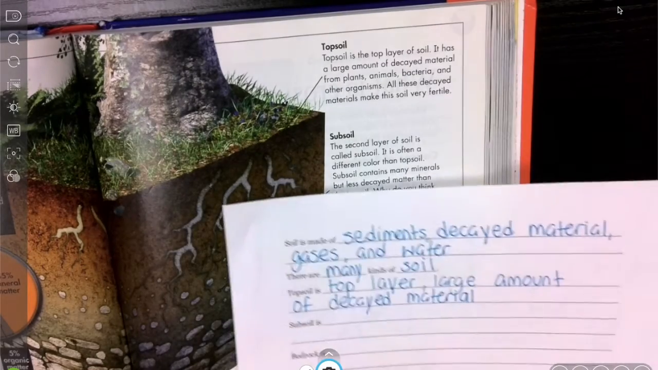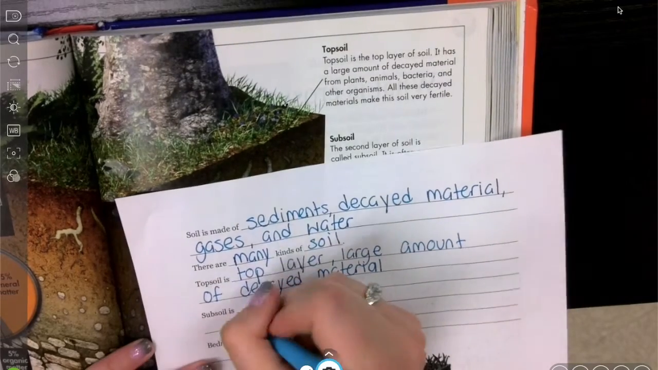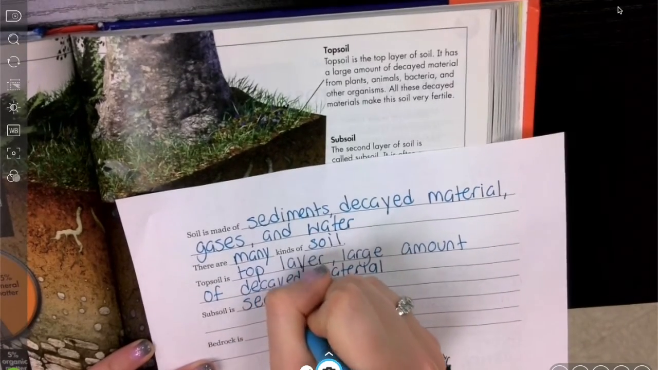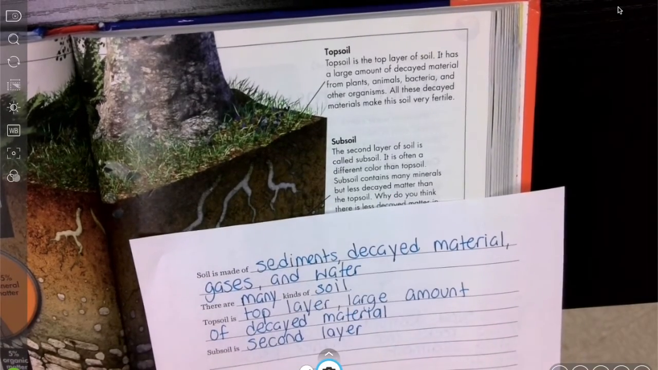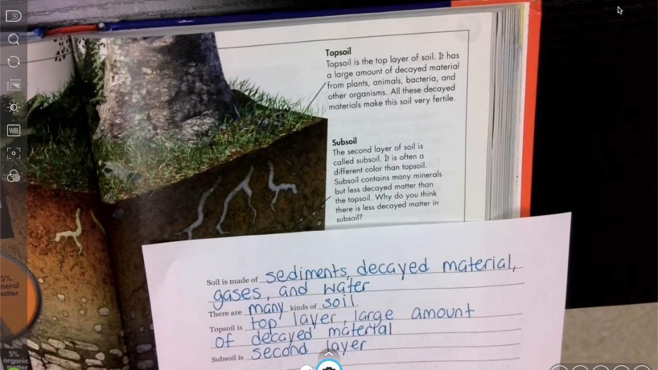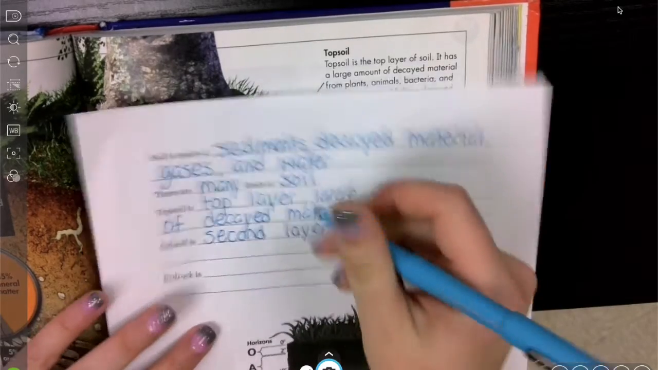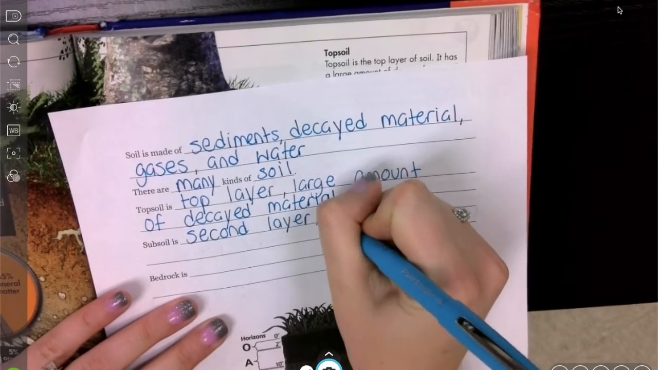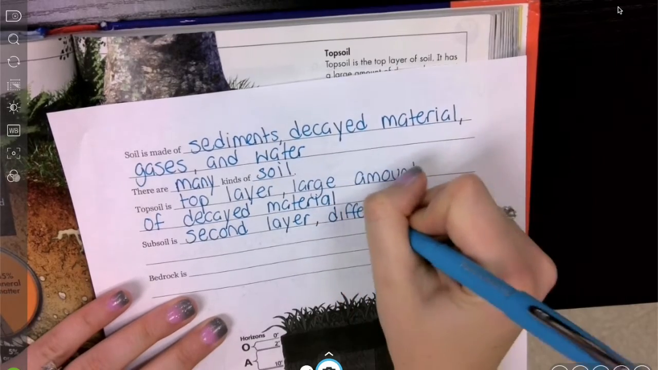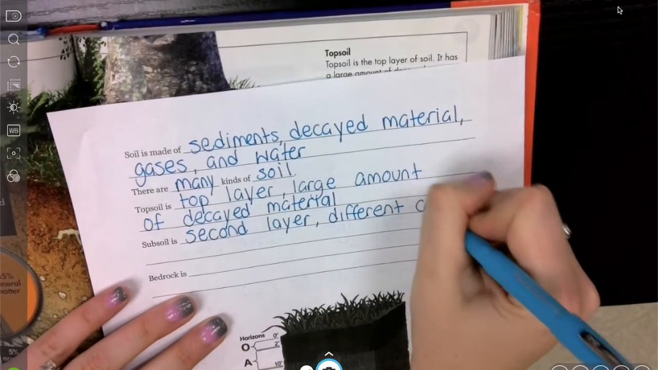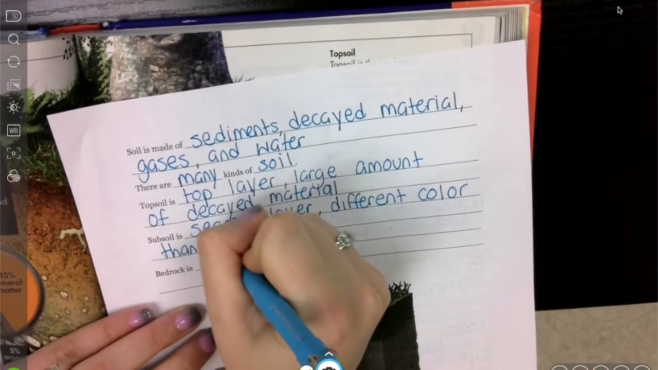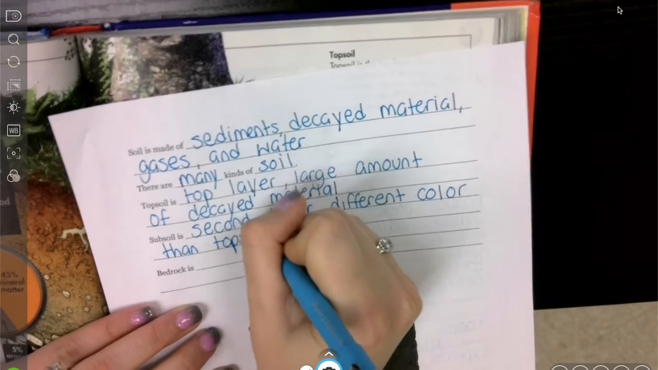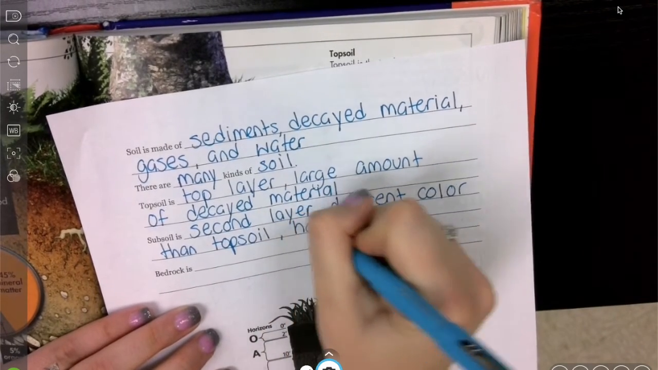The next layer then is the subsoil. So that's the second layer. And it says it is often a different color than topsoil, and it contains many minerals but less decayed matter. So it's a different color than topsoil. Has more minerals.